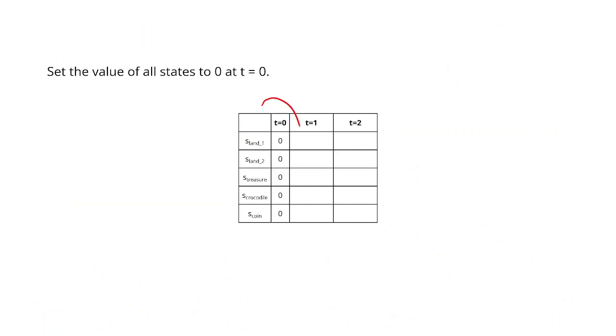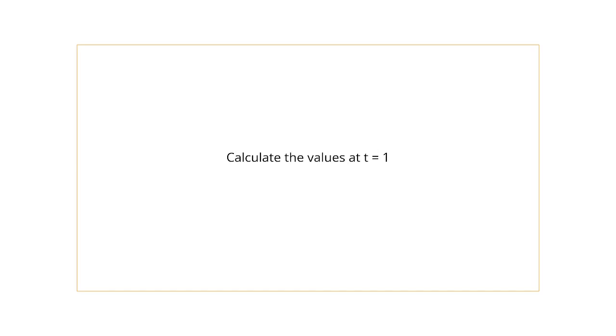So set all the values of all states to 0 at t is equal to 0. So after we have calculated t is equal to 0, we will now calculate the values at t is equal to 1. So first, we calculate the optimal value of S-1 at t is equal to 1.